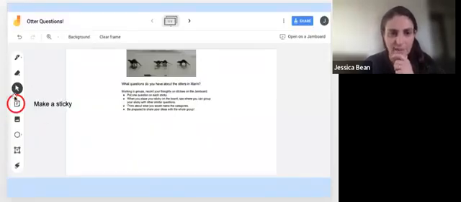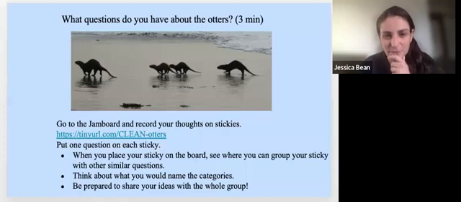So if you want to make a sticky, you'll click on this button here. And as you make a sticky, you might look for other questions that are like the question that you came up with to see if you have any similar ideas. And you could group your sticky with other stickies that have similar questions. Any questions about generating questions about the otters?